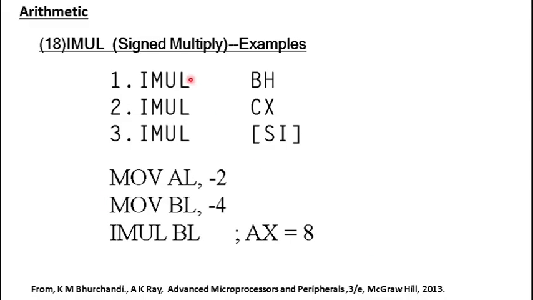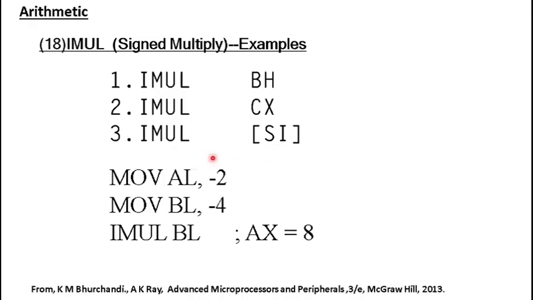So if the result is negative, then the unused higher bits will be filled with all ones. So these are some IMUL examples. In the first one, the operand is a byte. Second case, the operand is a word. And in the third case, the operand is a word which is stored in primary memory.